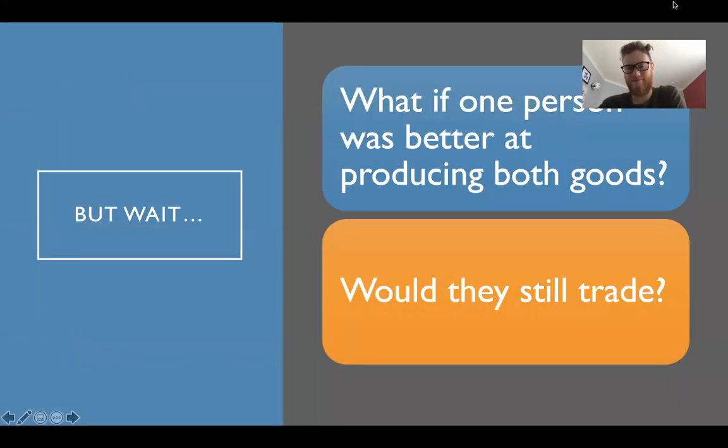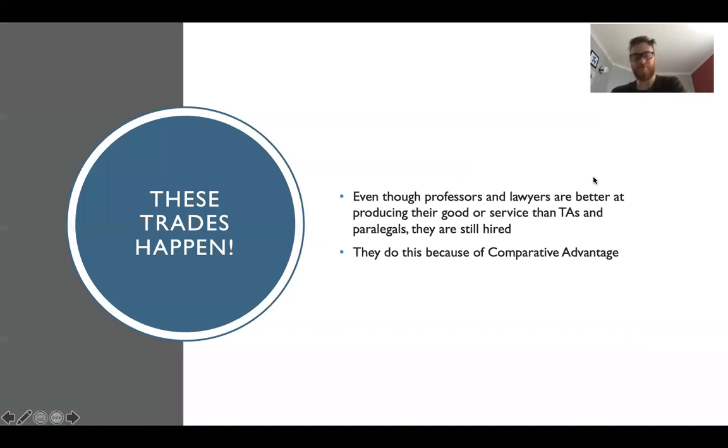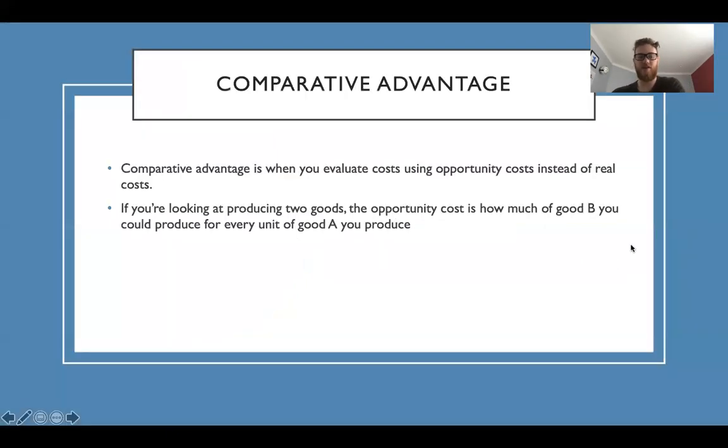But wait, what if one person is better at producing both goods? Will the two people still trade? That's what comparative advantage is here to talk to you about. These trades happen. An example, professors and lawyers still hire TAs and paralegals, even though they are much better at producing lessons and paralegal stuff and legal stuff than the people that are hired. They do this because of comparative advantage.